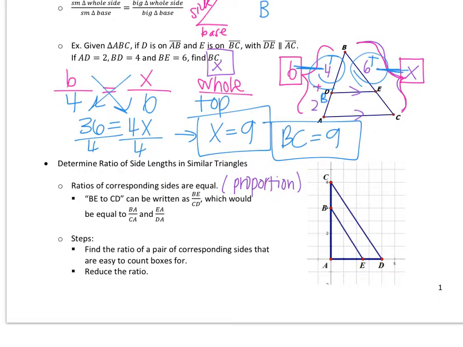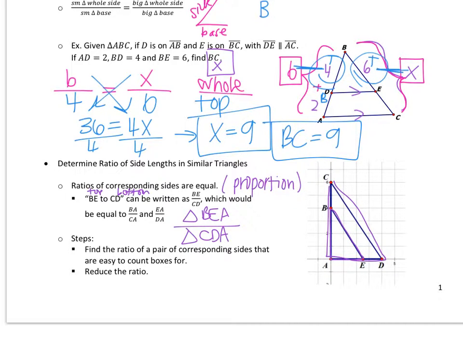It says BE to CD can be written as BE over CD. So the first thing goes on top, and the second thing goes on the bottom, which would be equal then to BA over CA and EA over DA. Now these ratios, these fractions that I'm writing, are coming from the fact that we have one triangle over another. In this case where I have BE, that's coming from triangle BEA over the other triangle, matching up those corresponding parts, CDA. So I can break that up into segments like BE over CD or EA over DA.